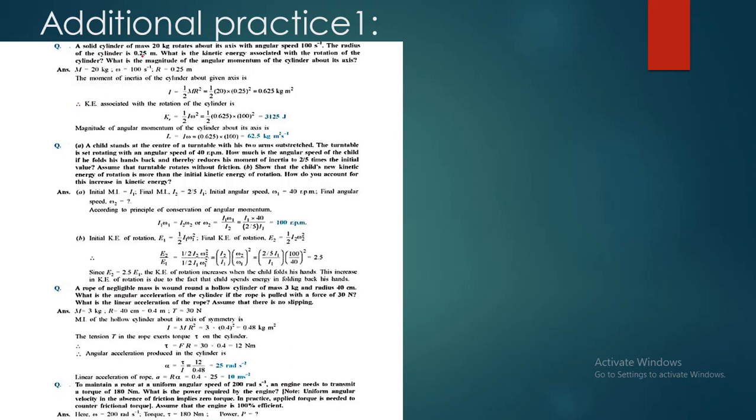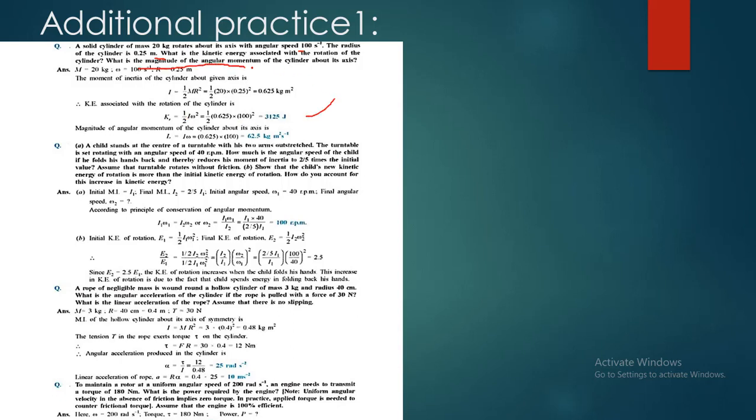Okay, to practice this. This is a solid cylinder of mass 20 kilograms that rotates about its axis with an angular speed of 100. The radius of the cylinder is that. What is the kinetic energy associated with the rotation? It's just simple. You know it is half I W squared. So put in the numbers and you get the answer.